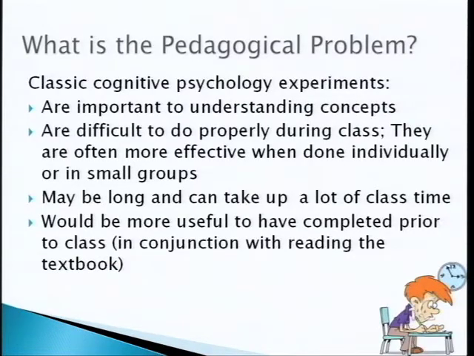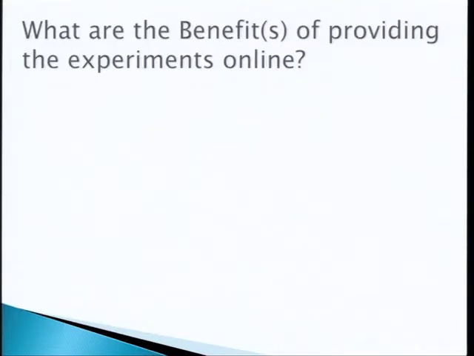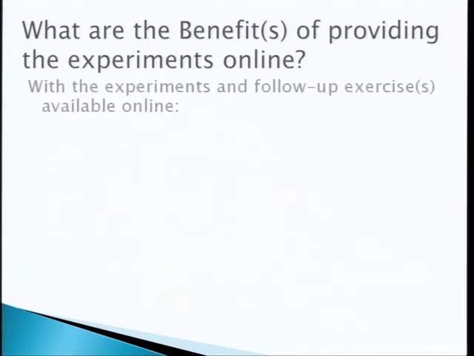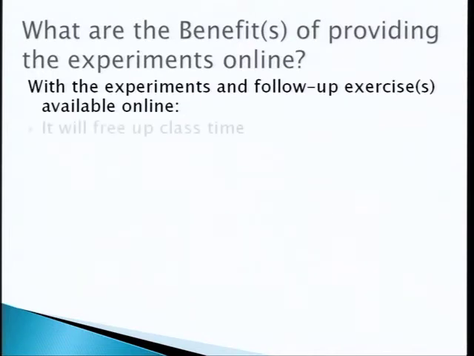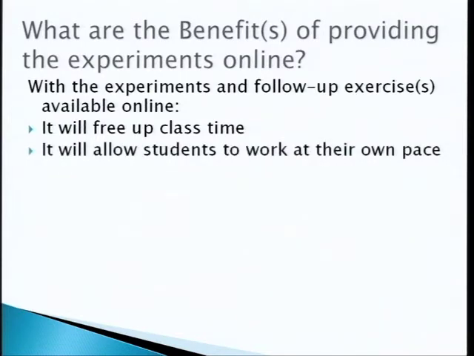Okay, so those are what I'm trying to address. And the benefits of providing it online include having the experiment with some follow-up exercises would allow them to free up class time so that we can really use it to discuss the experiments rather than just doing the experiments. And it's going to let students work at their own pace. Some of these experiments require that people work at variable speeds. They're not all going to be doing the same thing in the same time. We have reaction time experiments and things like that.